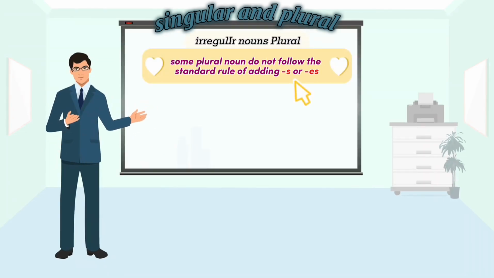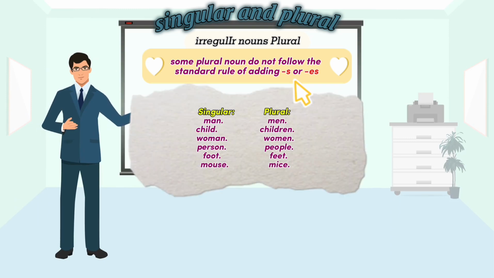The next is irregular plural nouns. Some plural nouns do not follow the standard rule of adding S or es. To form the plural, instead the word changes form. For example, man, men, child, children, woman, women, person, people, foot, feet, mouse, mice.